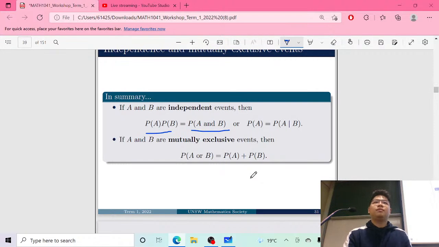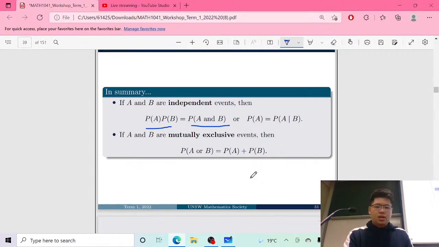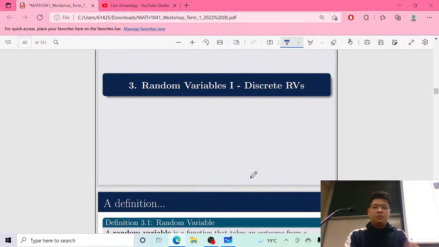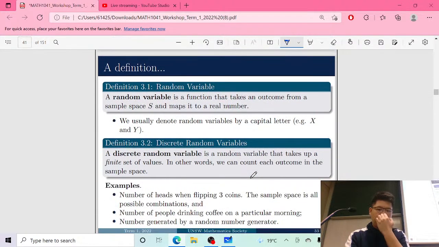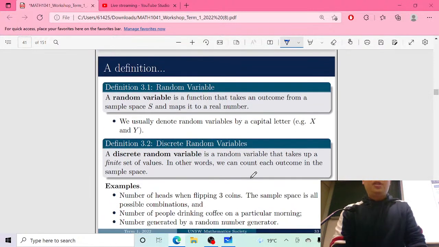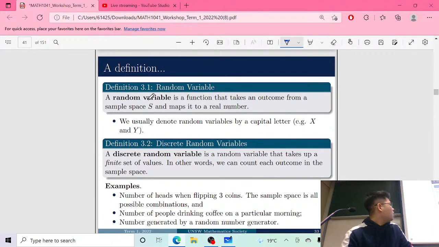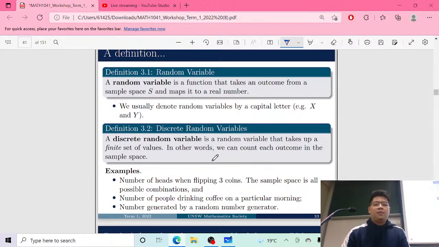No? Okay, great. So we'll move on to the next topic, which is discrete random variables. Again, I'm going to start this off with a little bit of definitions. So a random variable is a function that takes an outcome from a sample space and maps it to a real number. We'll give you an example of what this means later on. A discrete random variable is a type of random variable that takes a finite set of values, meaning that you can count each outcome in the sample space.